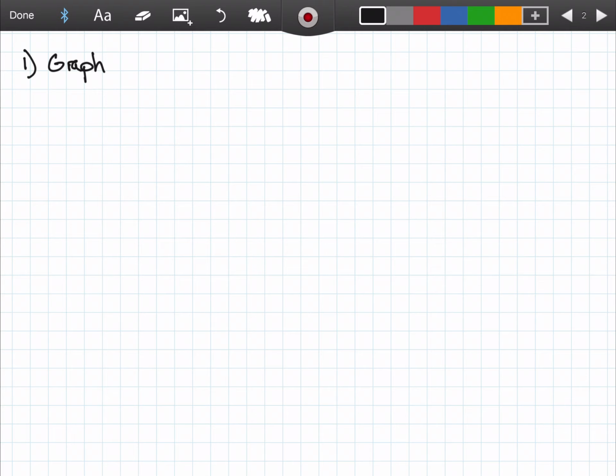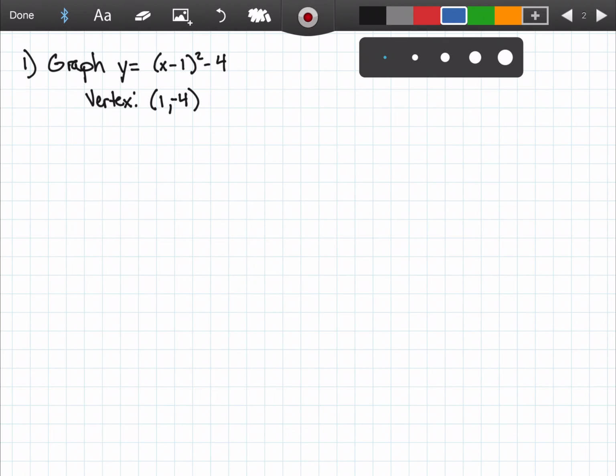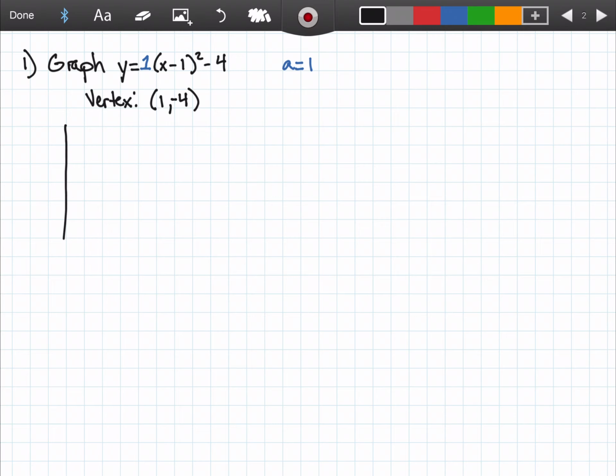So let's say I was going to graph y equals (x minus 1) squared minus 4. And this is a format of an equation of a quadratic you have not seen before. So I'm just going to tell you that the vertex is (1, -4). And the a value actually shows up in front of the parentheses here. Because there's nothing here, my a value is just 1. So first I'm going to plot the vertex, (1, -4).